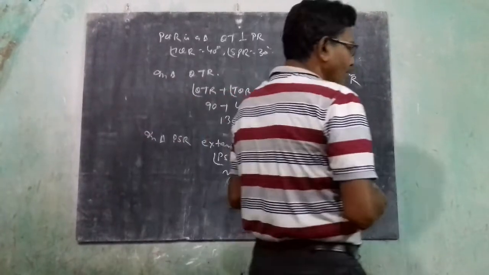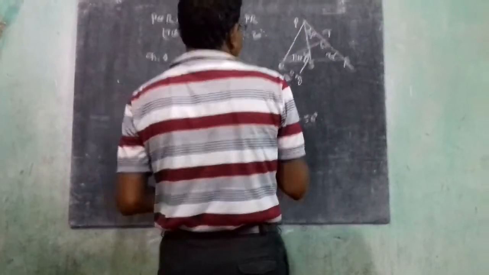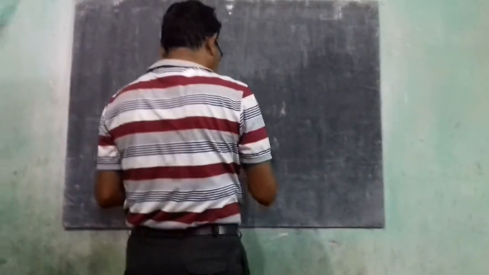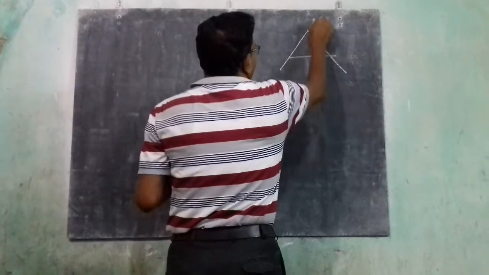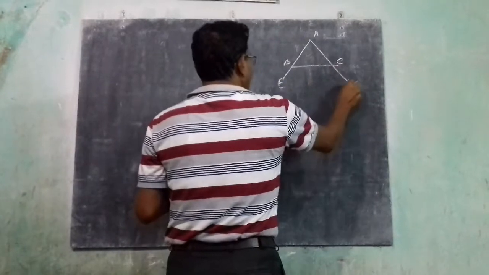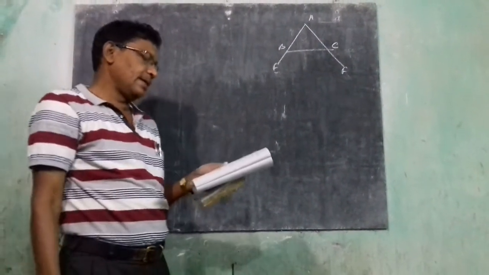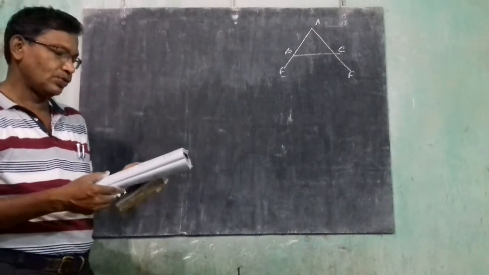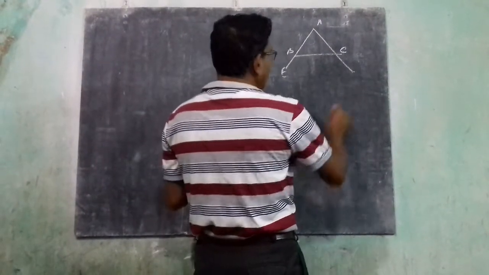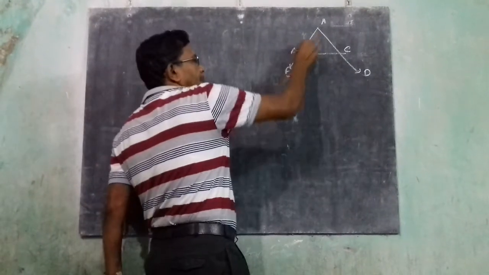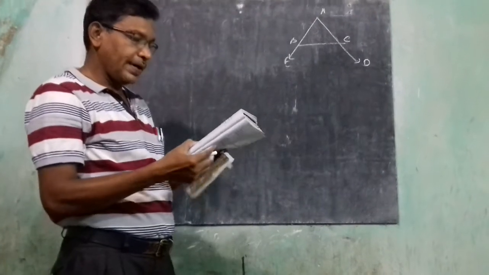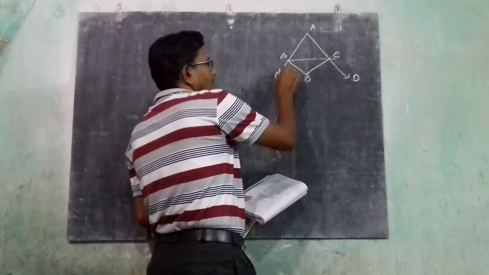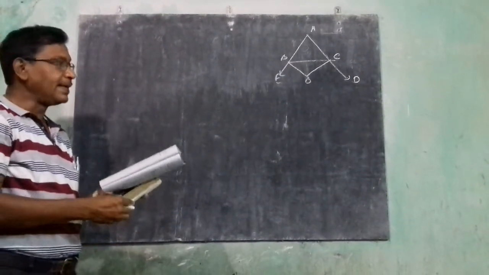Next, we come to the next example. ABC is a triangle. Sides AB and AC are produced to points E and D. In triangle ABC, side AB is produced to point E and side AC is produced to point D. The bisectors BO and CO of angles CBE and BCD meet at point O.